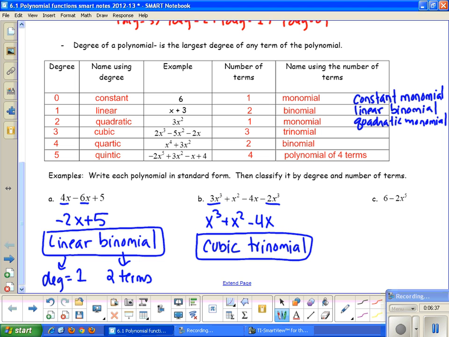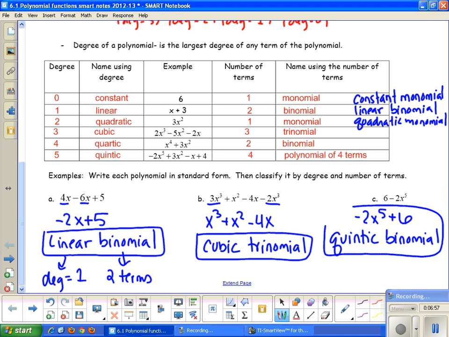For the next one, this is similar to the first one that we did. The only difference is that it's not in standard form. Negative 2x to the 5th plus 6 is how we would write it in standard form. So 5th power means it's a quintic, and 2 terms, binomial. So make sure that you know how to do problems like this.